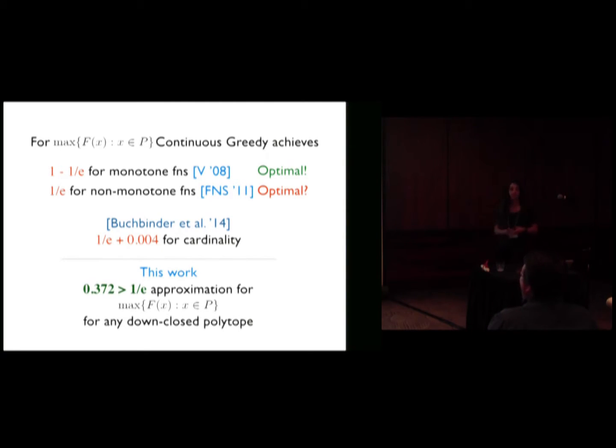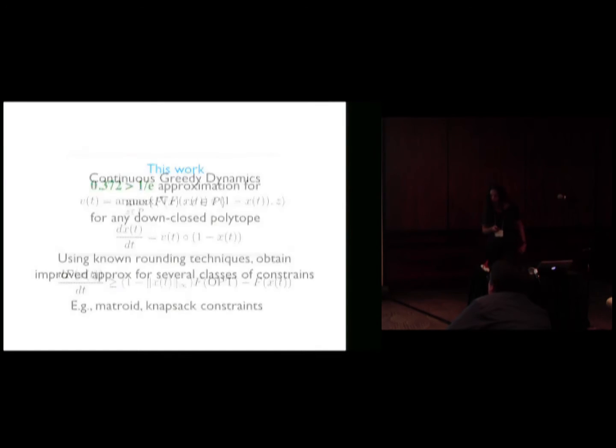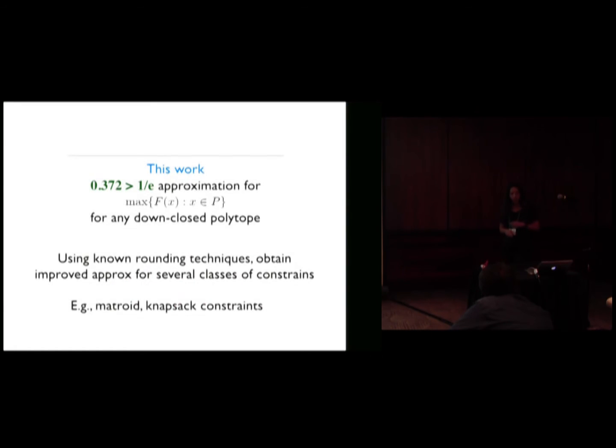And what we show in this work is that, in fact, more generally, we can do this. So we can achieve a strictly better than 1 over e approximation for the continuous problem subject to any downclosed polytope. And using known rounding techniques, this immediately gives us improved approximations for several classes of constraints. So for example, matroids and knapsack constraints. Good. So in the remaining time, I'll spend a few minutes to tell you a little bit about what we did to achieve this improvement.